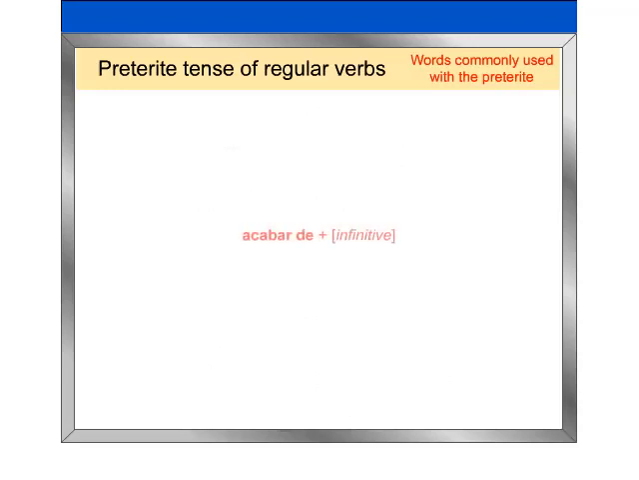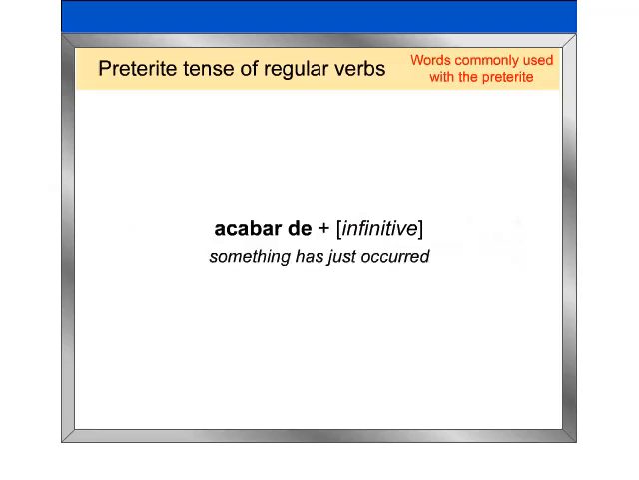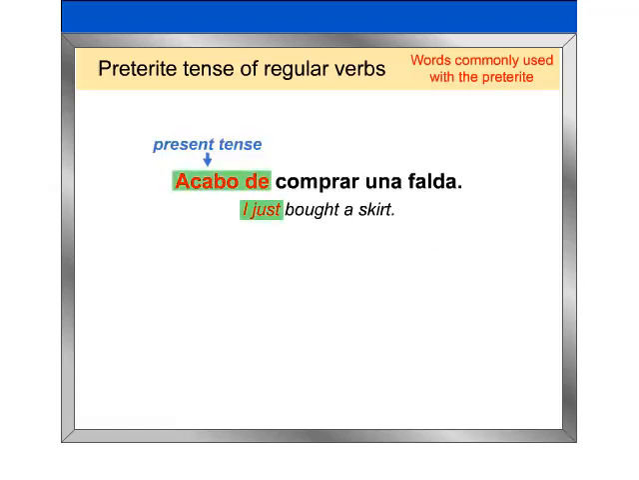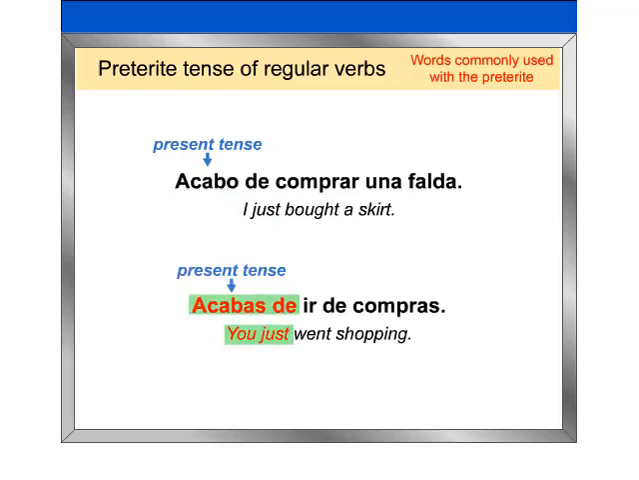To conclude the lesson, we're going to learn about the expression acabar de. Acabar de plus infinitive is used to say that something has just occurred. Note that acabar is in the present tense in this construction. Observe these examples. Acabo de comprar una falda. Acabas de ir de compras.